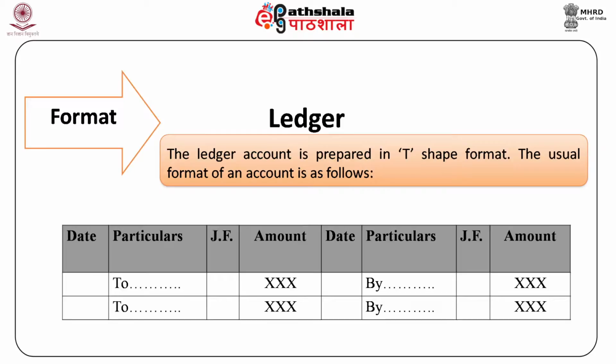3. Journal folio, JF. This column reflects the page number of the book of original entry, that is the journal or any subsidiary book, which contains the corresponding journal entry. 4. Amount. The amount column states the amount of the transaction.